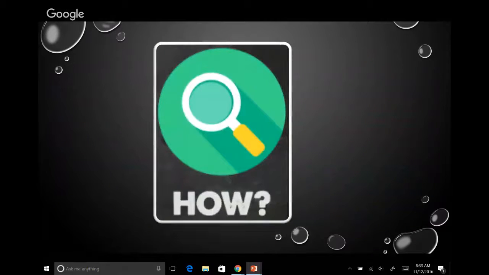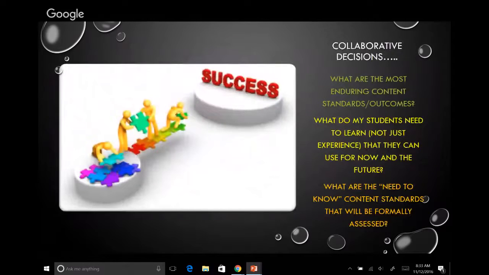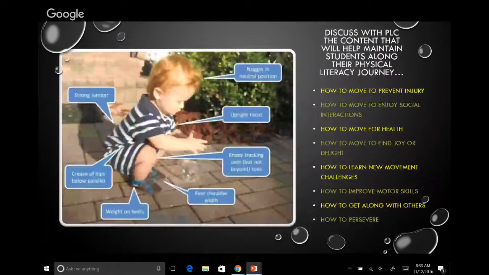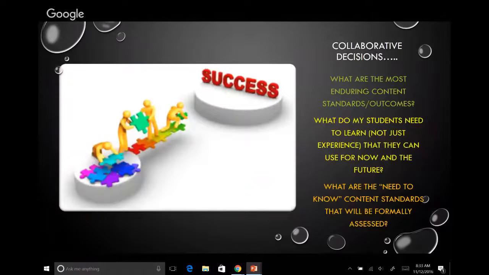So now we're going to kind of get into the how. So we're going to talk about how you go about doing this. And so this will be the process. So there are some basic decisions that your professional learning community needs to collaborate on.